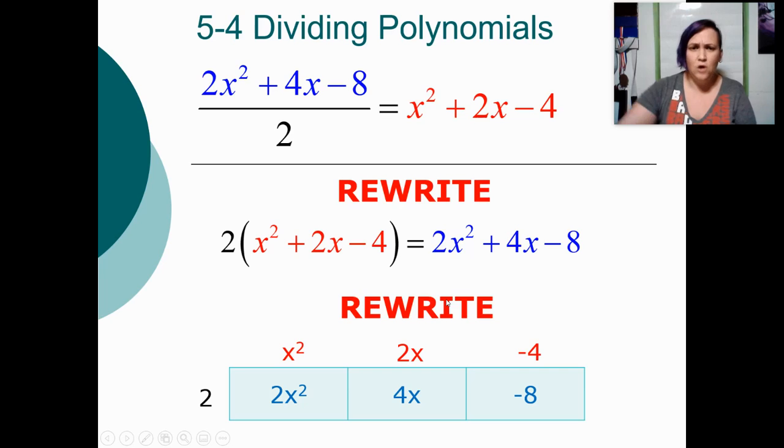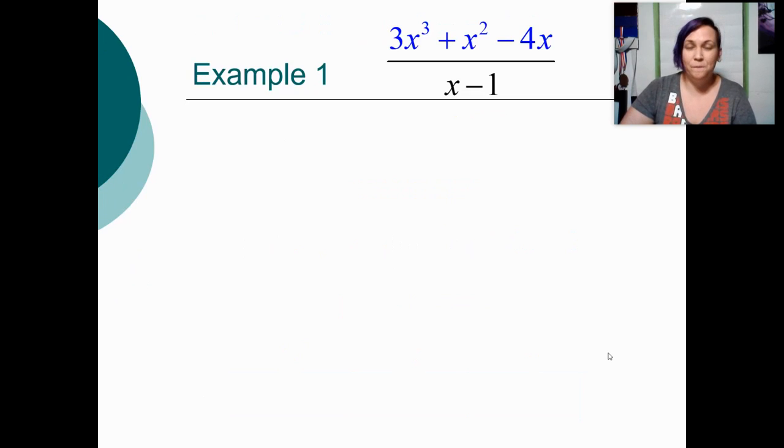So today, we're going to be given one of the multiplication parts. We're going to be given what should be on the inside of the box. And then our goal is to figure out what goes on top of the box. And that's going to be our final answer. So let's try a problem. So here's my original division problem, 3x to the third plus x squared minus 4x. And I'm dividing it by x minus 1.